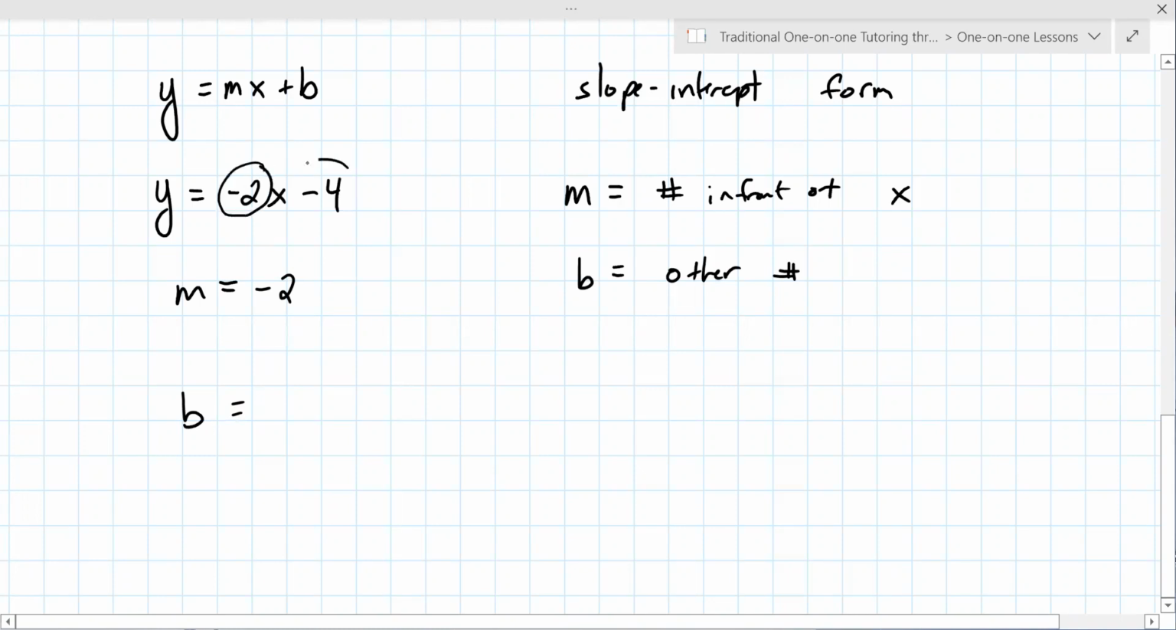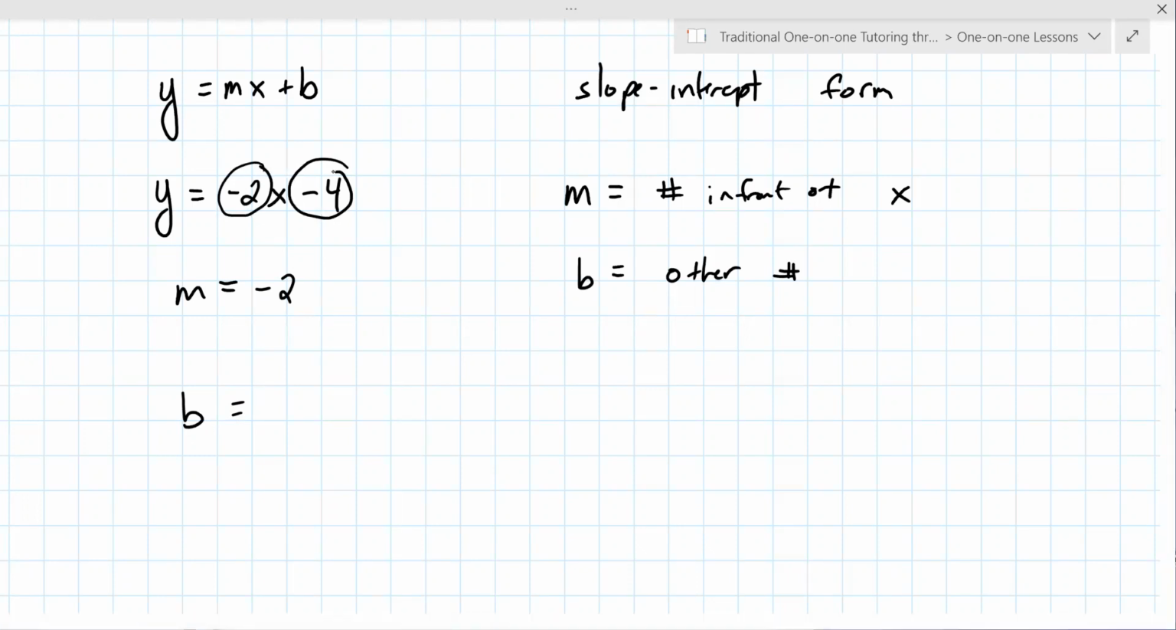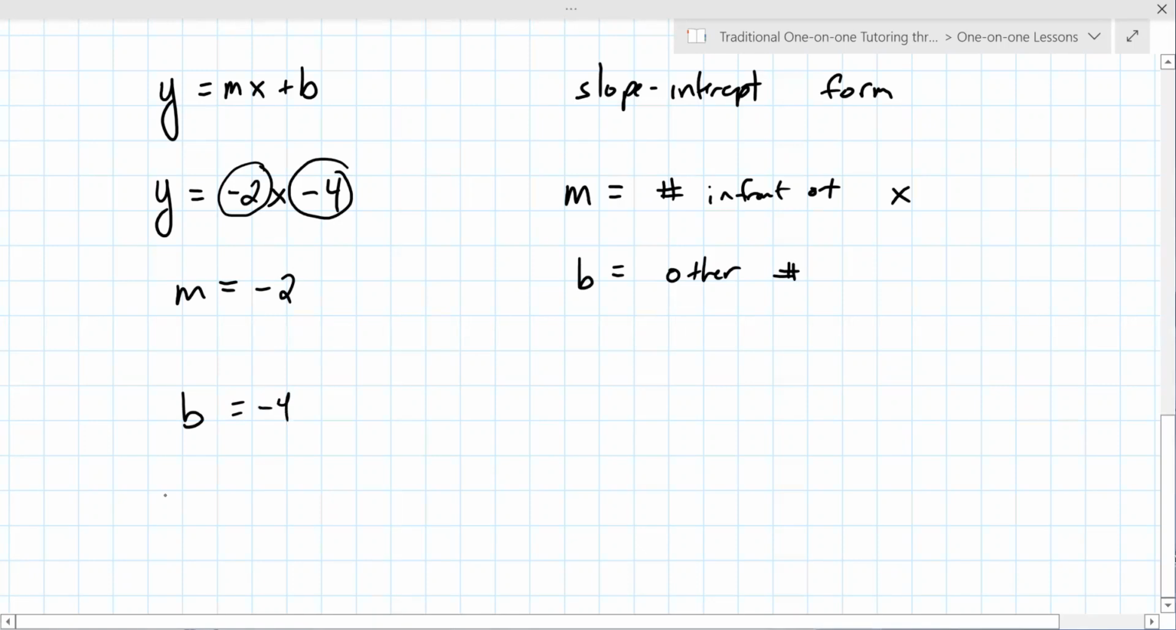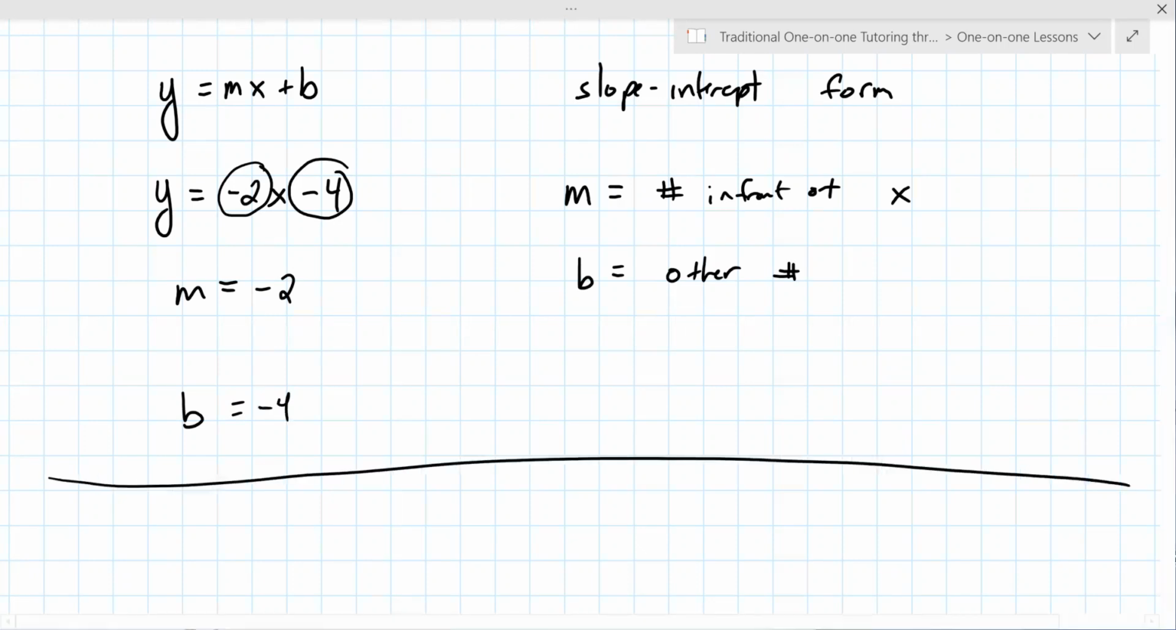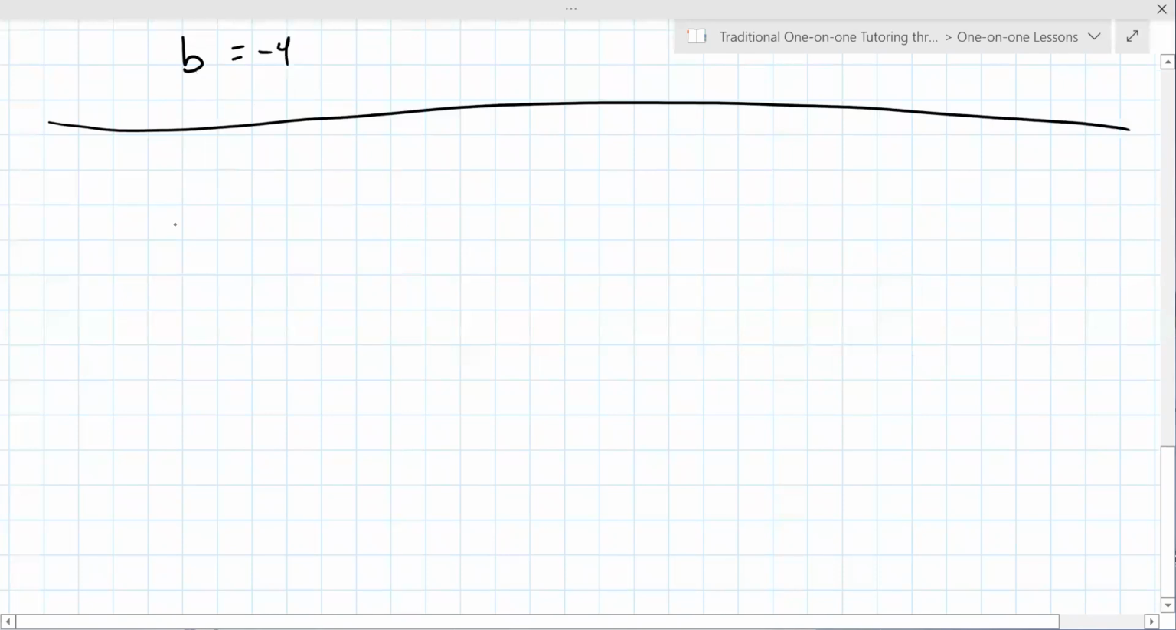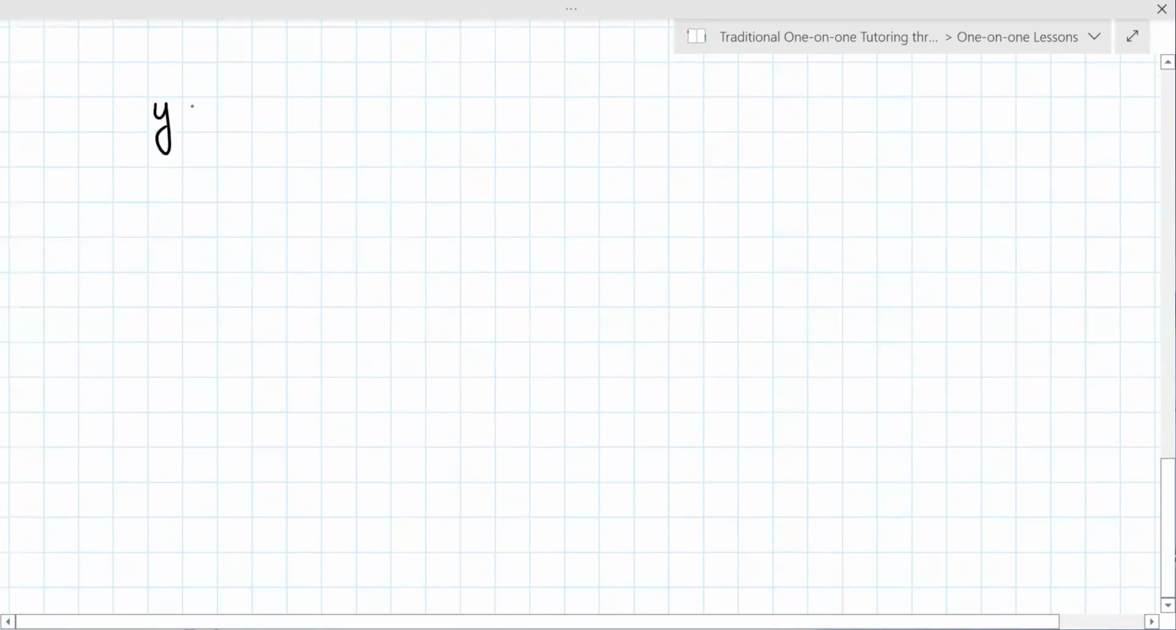See how there's two numbers? What is the other number? -4. Good. Okay, let's do another one here: y equals -3x plus 6. What is the slope and what is the b value?